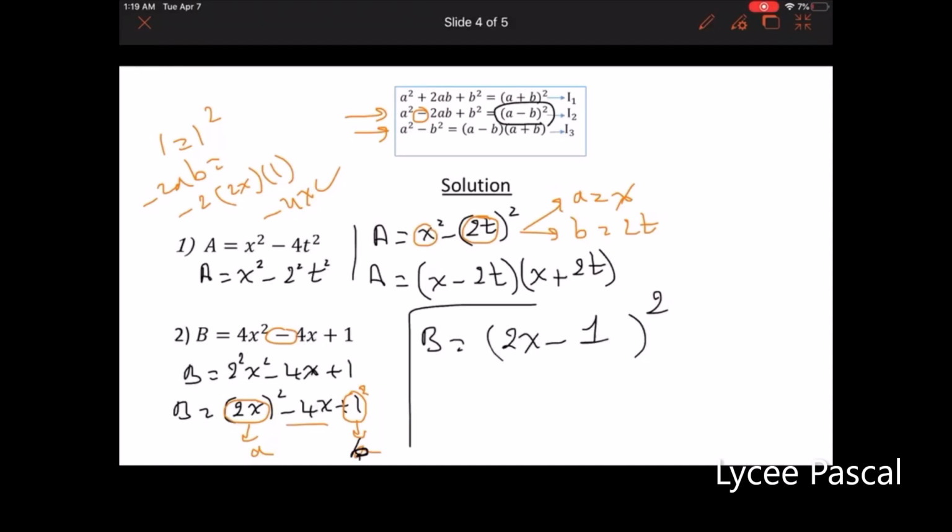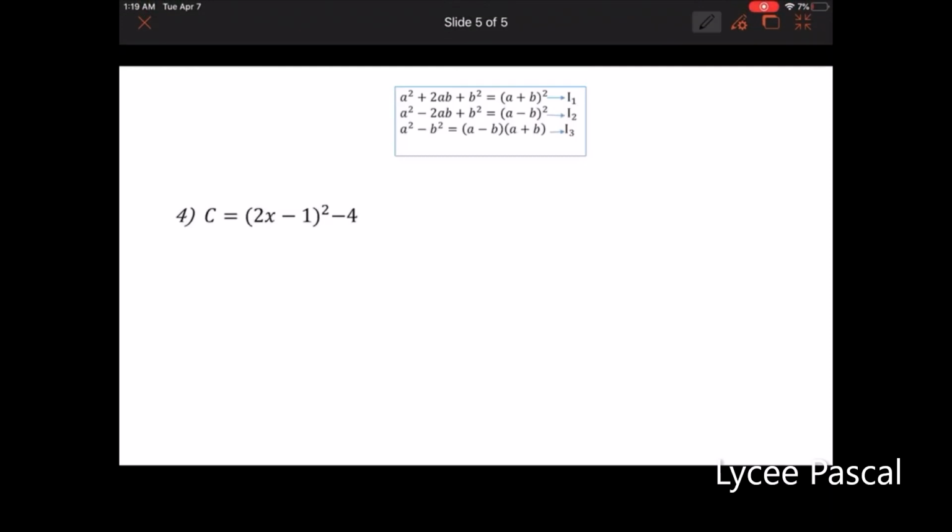We go to the part C. Now, as you see here, the expression C is formed from two terms. The first term is 2x minus 1 squared. This is the first term. And the second term is 4. This is the second term. So we don't use here I1 or I2, but I3.